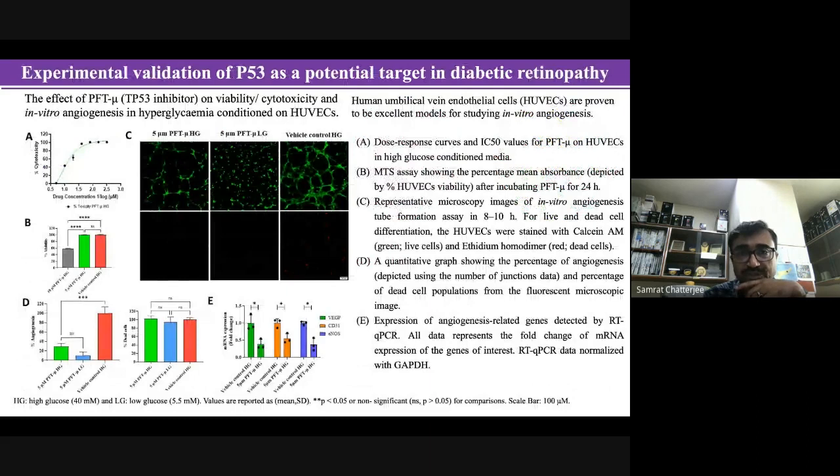And here we also did it experimentally. With the help of the biologists here at THSTI, we showed that if we inhibit TP53, using the inhibitor PFT-mu, which is a specific inhibitor of TP53, it reduces the formation of angiogenesis. Angiogenesis is the layer of blood vessels you can see forming there. So if we inhibit that, it reduces that layer of blood vessels. This is the experiment which we did here.